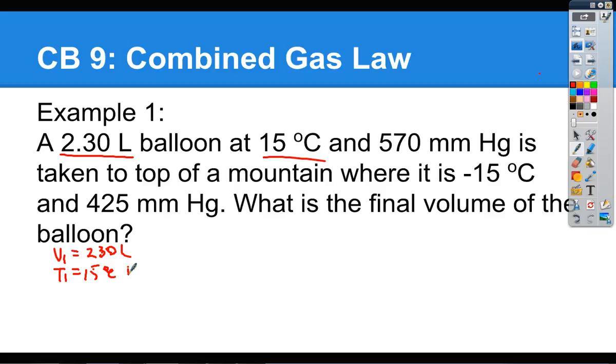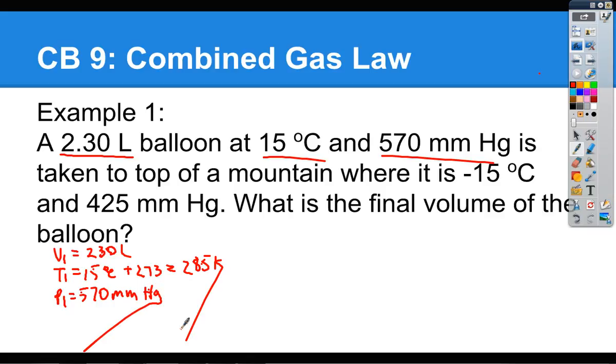Now, remember what we need to do is add 273, okay? So we're going to add 273 to that, so that's going to give you 288 kelvins. Then we're going to have 570 millimeters of mercury. So that's going to be our P1, 570 millimeters of mercury.